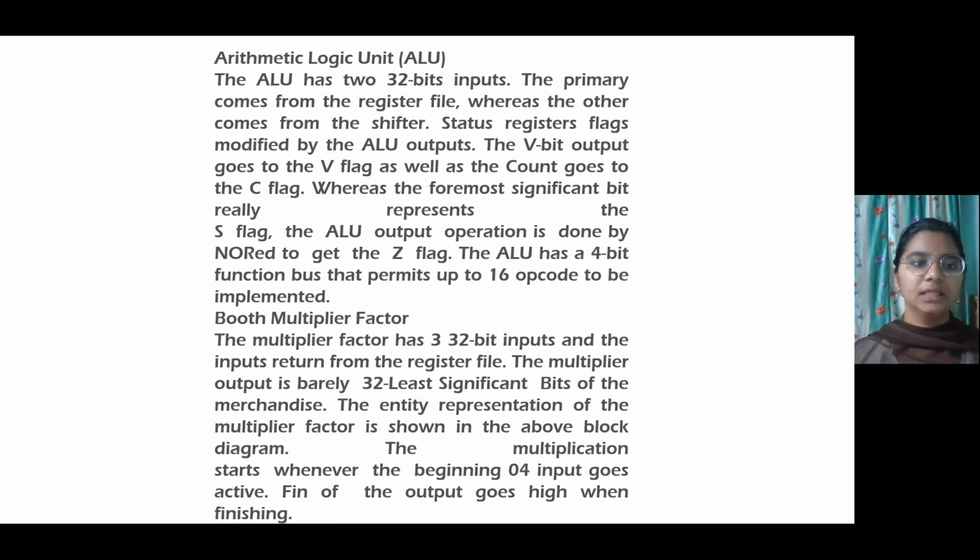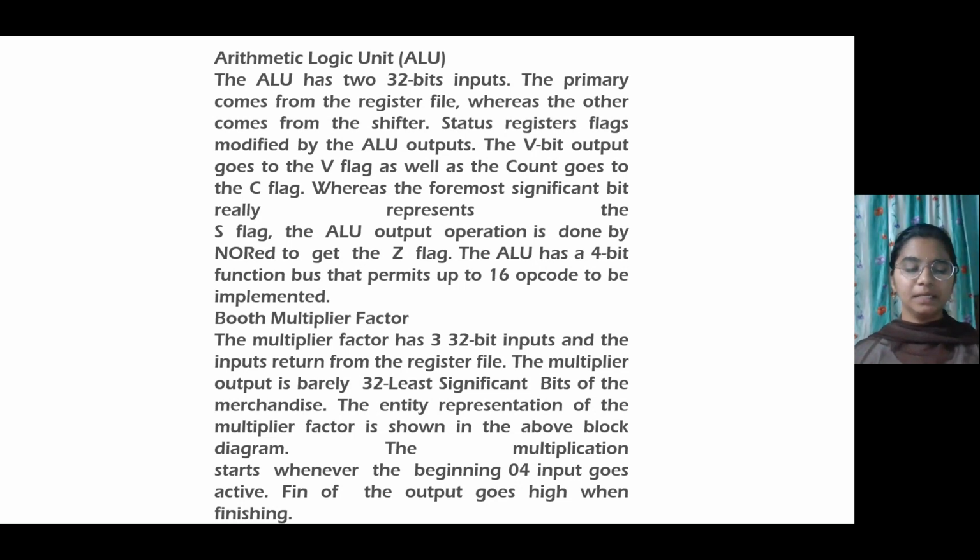Arithmetic logic unit: the ALU has two 32-bit inputs. The primary comes from the register file, whereas the other comes from the shifter. Status register flags are modified by the ALU outputs. The V bit of output goes to the V flag, and the carry goes to the C flag. The most significant bit represents the N flag, and the ALU output is NORed to get the Z flag. The ALU has a 4-bit function bus that permits up to 16 opcodes to be implemented.